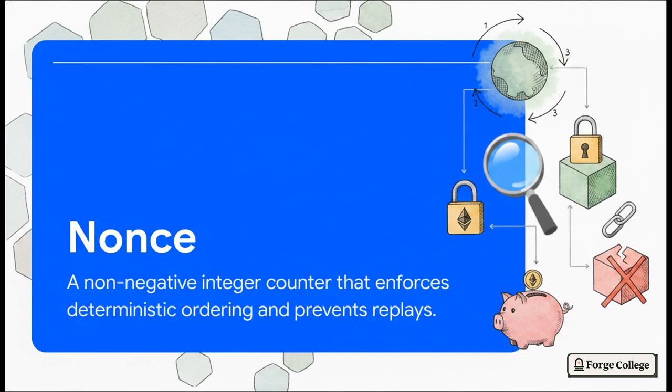Enter the nonce. It stands for number used once. It's a non-negative integer sequence counter, and its entire job is to enforce deterministic ordering and prevent those replay attacks I just mentioned.